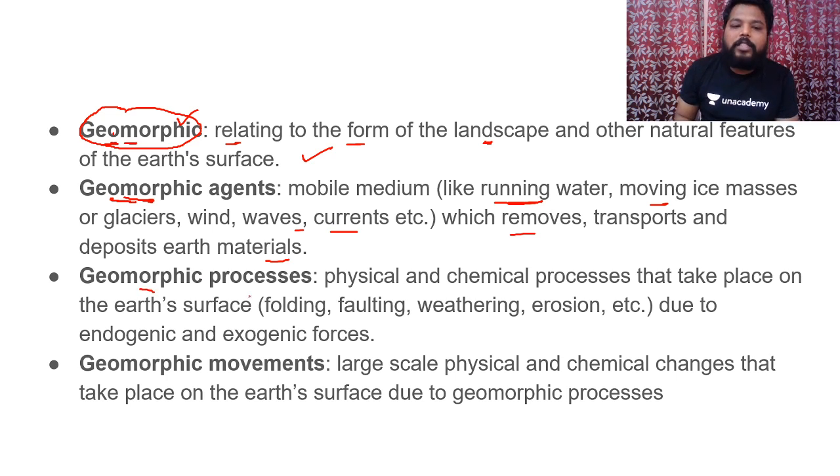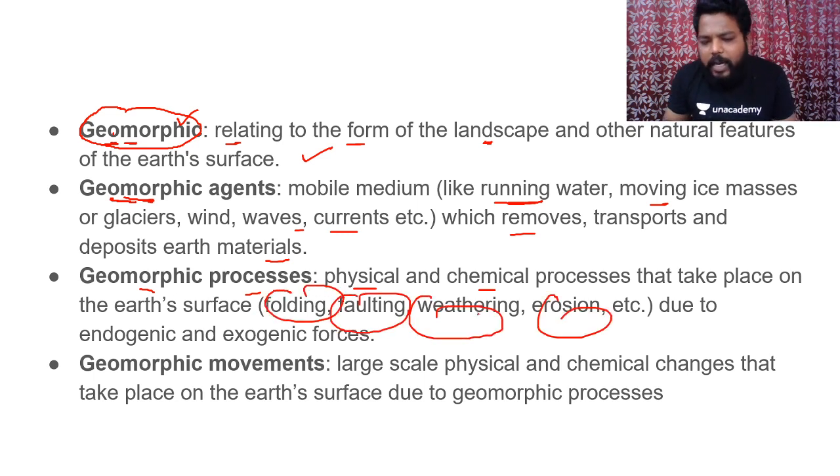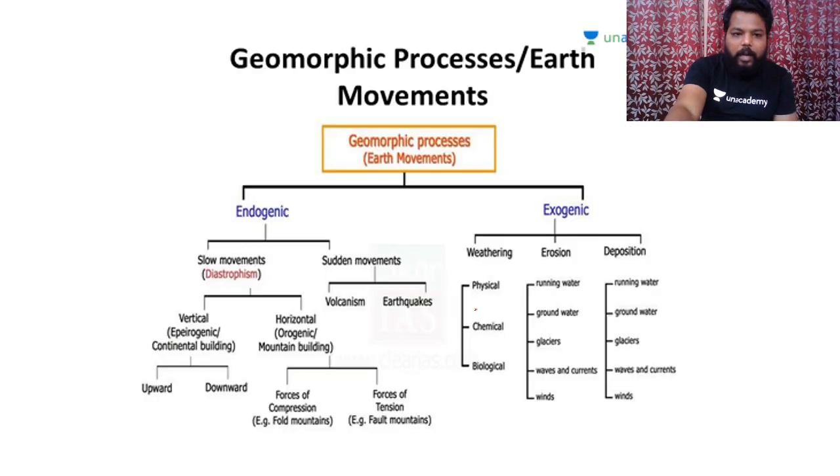And the next keyword is geomorphic process. It may be physical and chemical processes that take place on the earth's surface, like folding, faulting, weathering, erosion. I'll be explaining these keywords in the upcoming slides. Don't worry about it. And geomorphic movements also we will be seeing now.